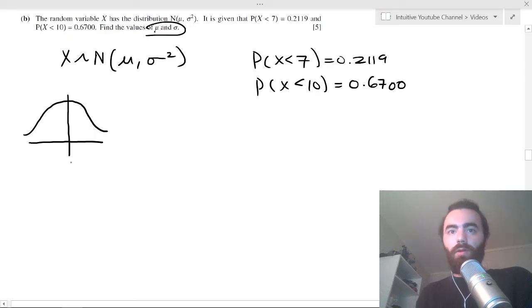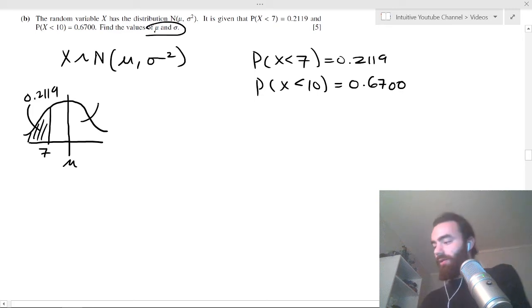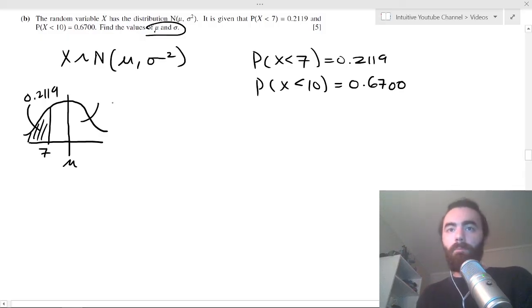So we have an unknown mean. When x is less than 7, the probability is 0.2119, so that means it's on this side. This area here is going to be 0.2119, and this is 7. And that means that this area here is 1 minus 0.2119, which is 0.7881.